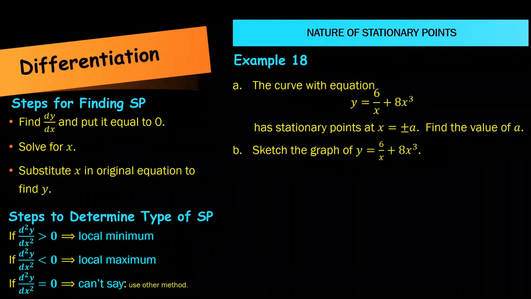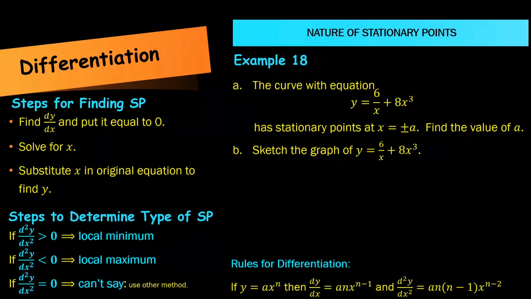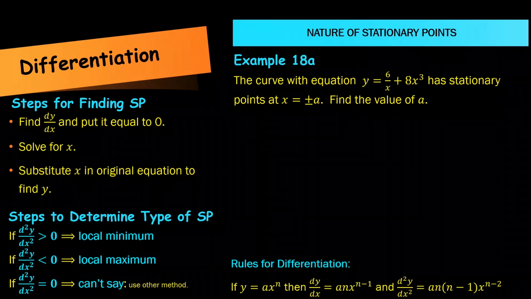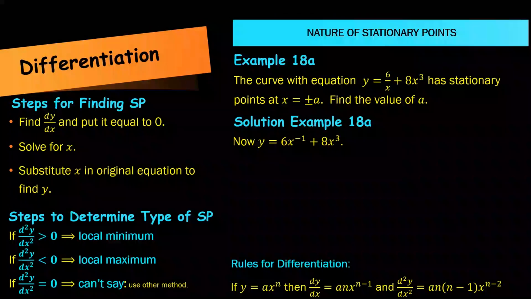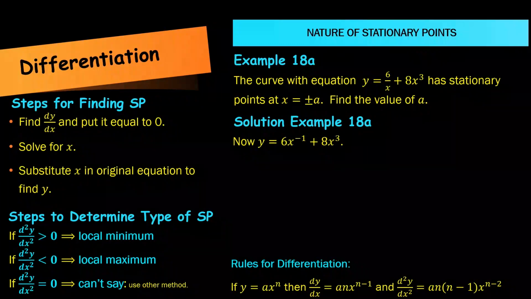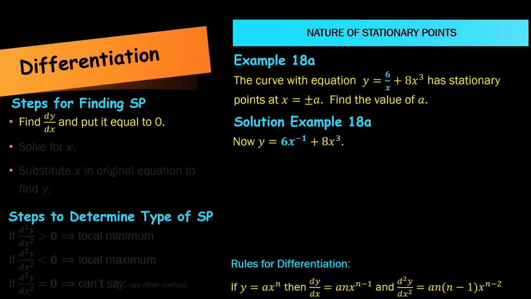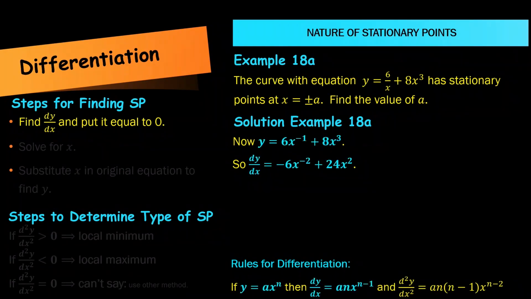The curve with equation y equals 6 over x plus 8x cubed has stationary points at x equals plus and minus a. Find the value of a. So let's solve this. We're going to put y equal to 6x to the minus 1 plus 8x cubed, because this will allow us to differentiate more easily. So differentiating gives us dy dx equals minus 6x to the minus 2 plus 24x squared.